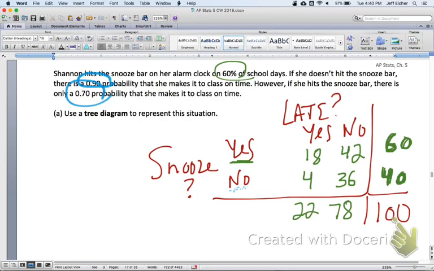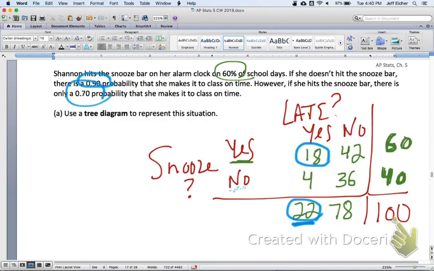And you can use this two-way table to answer questions like, what's the probability that she's late? Probability she's late is this number, 22. And then given that she's late, what's the probability that she hits snooze? That would be 18 out of 22. Given she's late, probability she hit yes, snooze. So you can use two-way tables to answer questions like these.